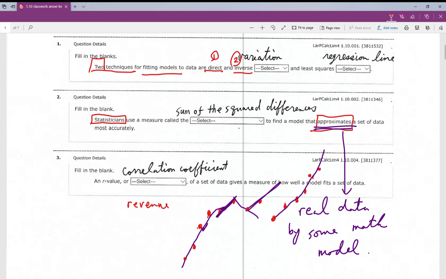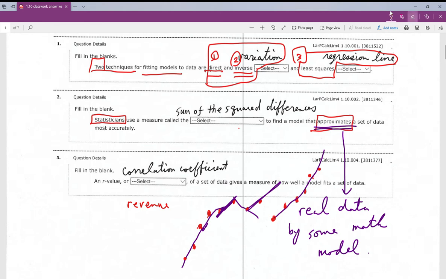So we have number one, direct variation. Number two, inverse variation. And the actual number three, we have this square regression line. We don't talk about this one in this section. You may learn this from statistics. So what we want to learn for today is number one and number two, direct variation and inverse variation.